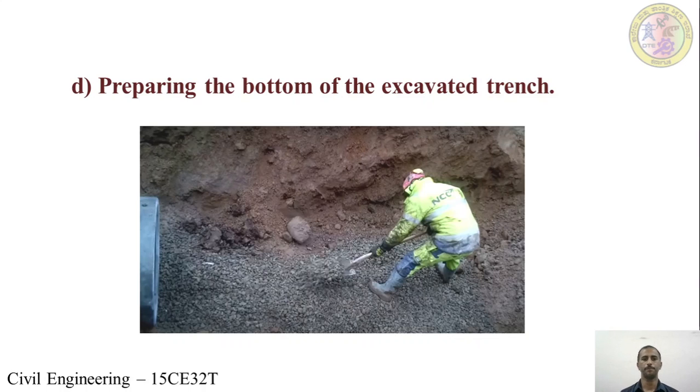Next step is preparing the bottom of the excavated trench. If the bottom of the excavated trench is of soil, and pipe is laid and water is supplied, this soil may undergo uneven settlement. To prevent this, a concrete bed of 150 mm is laid at the bottom of the trench, and gaps are provided in these concrete beds for fixing the joints.